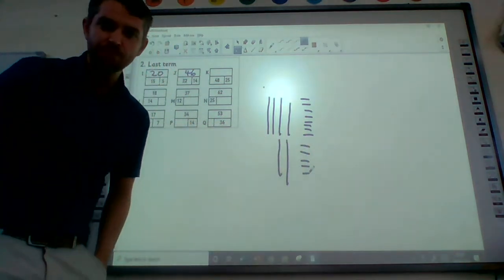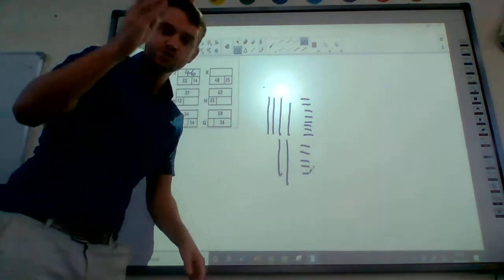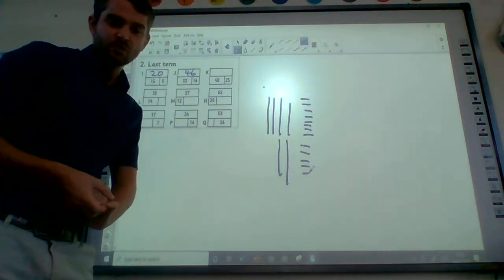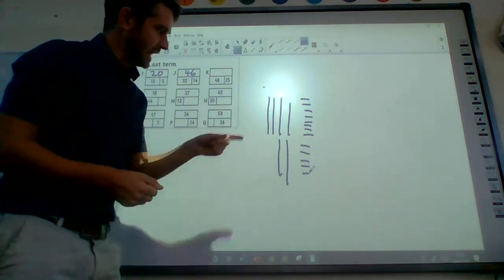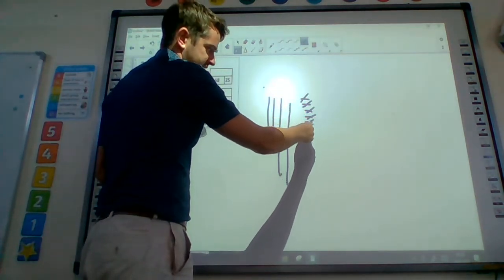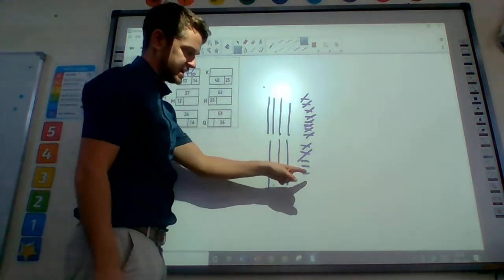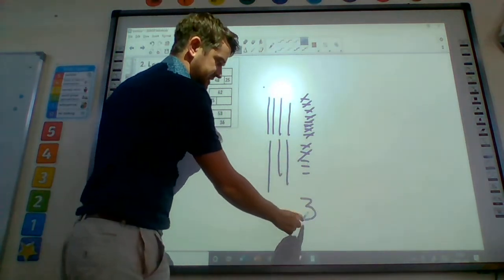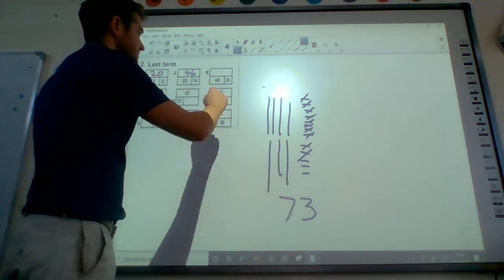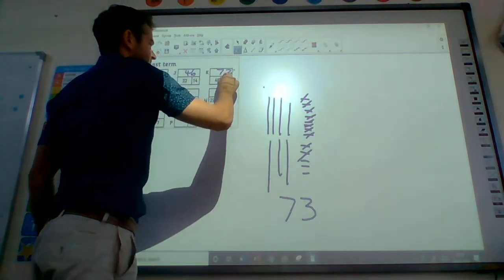There is a problem. What do you notice? Of course, you at home will be looking at this and thinking, Mr. Scullion, you've got too many ones. You need to swap 10 ones for an extra 10. 1, 2, 3, 4, 5, 6, 7, 8, 9, 10. Extra 10. How many ones now? 1, 2, 3. How many tens now? 4, 5, 6, 7. Answer to this one is 73.